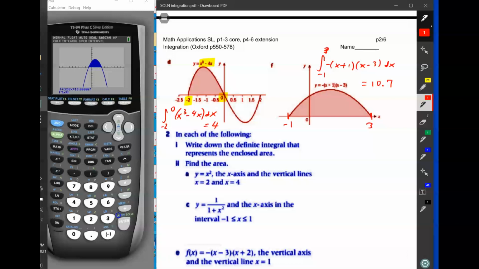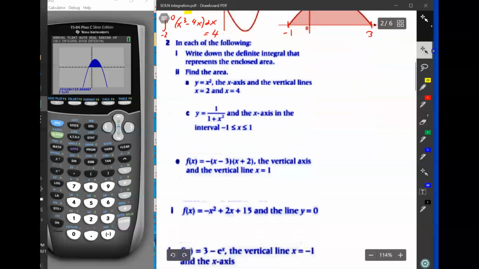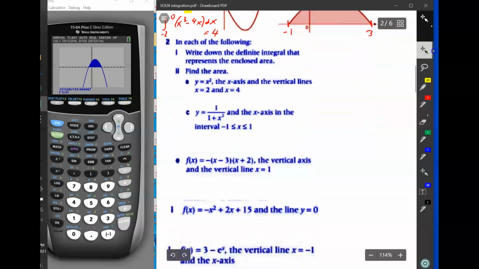Okay? Number 2, in each of the following, write down the definite integral that represents the enclosed area, and then find the area. Okay, so these are a little bit more challenging because they don't show you the graph. All right? So write down the definite integral that represents the enclosed area, find the area. Okay, so first of all, part A, it says the things that enclose the area are the function y equals x squared, the x-axis, and the vertical lines x equals 2 and x equals 4.